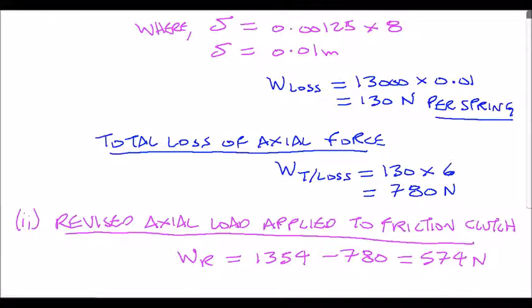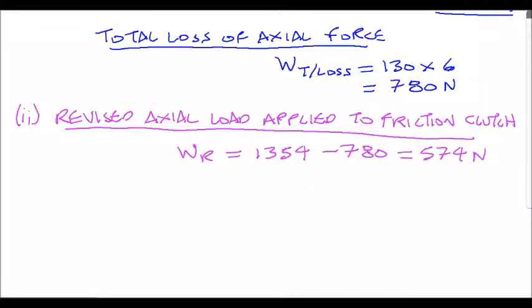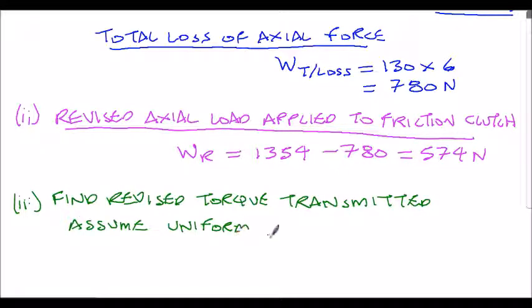Now we know what the actual force is. Now we can actually work out the torque that can be applied in this particular situation. So we're building back up to eventually finding the power. If we find the torque that can be applied based on the WR there, we can then find the power that's transmitted due to the wear. So third step here. Perhaps I can let you do this. You've simply got to work out the torque that can now be generated in this case. Don't forget we're assuming the uniform wear theory here.